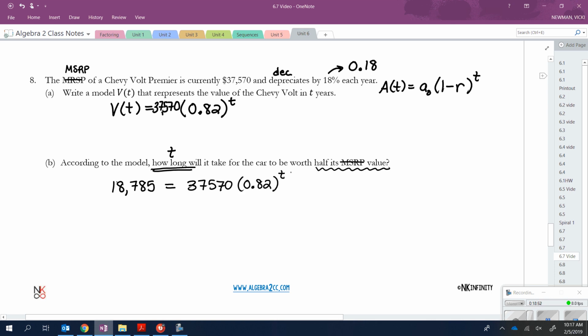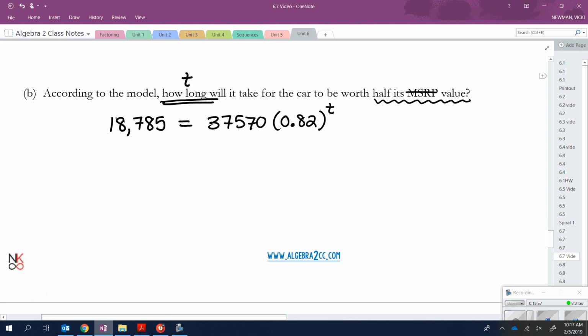Okay. So we're solving for time. Get the weird thing alone. Divide by 37,570. But I don't like big numbers. You hush. You're fine. It's number 2, you know. What should that be? Think about what we just did. Yeah. Okay, so that equals 1/2 equals 0.82 to the t.